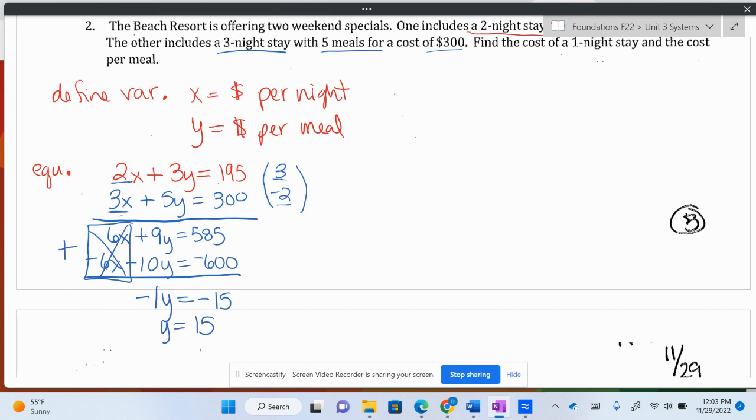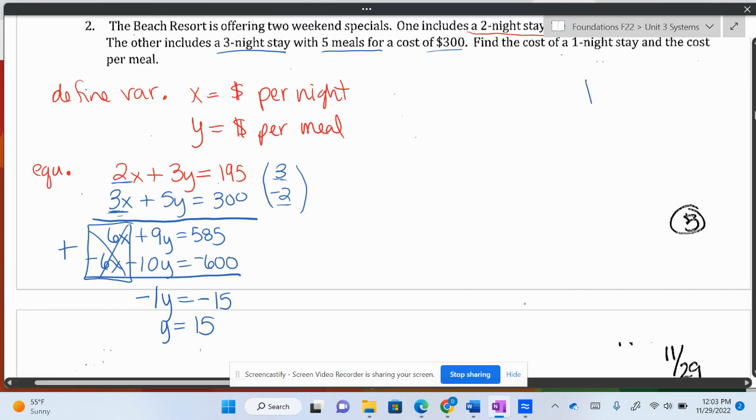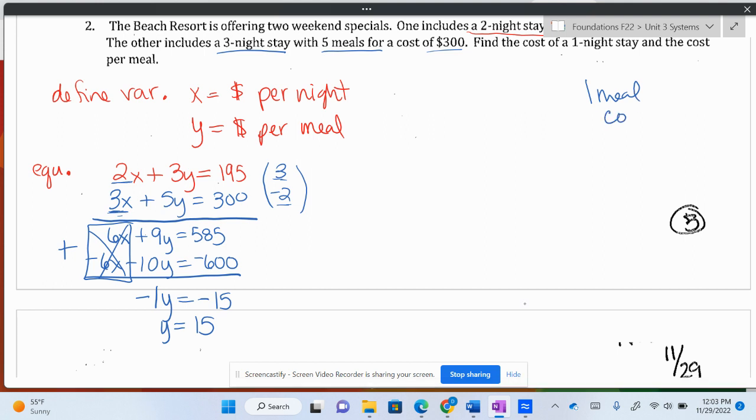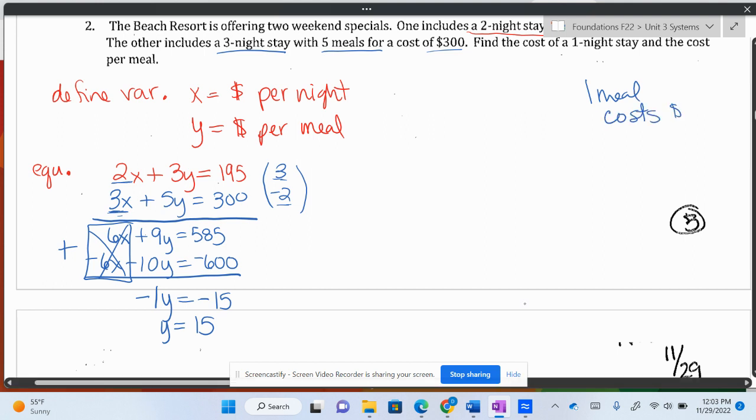Are you guys good with that? So that's the cost per meal. One meal costs $15. There's part of my sentence. We do, because it wanted to know the cost per night and per meal.